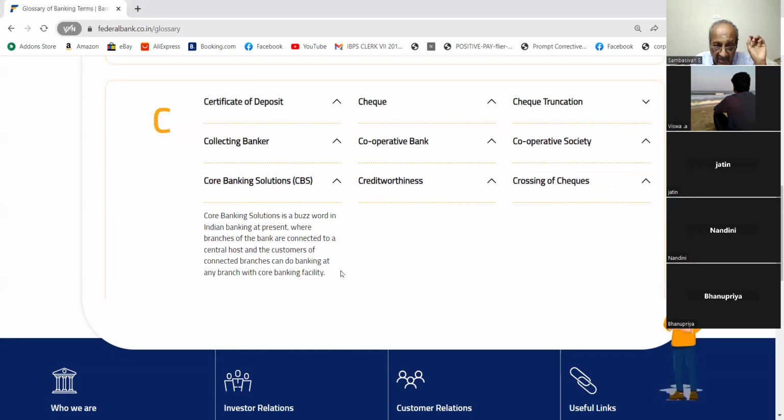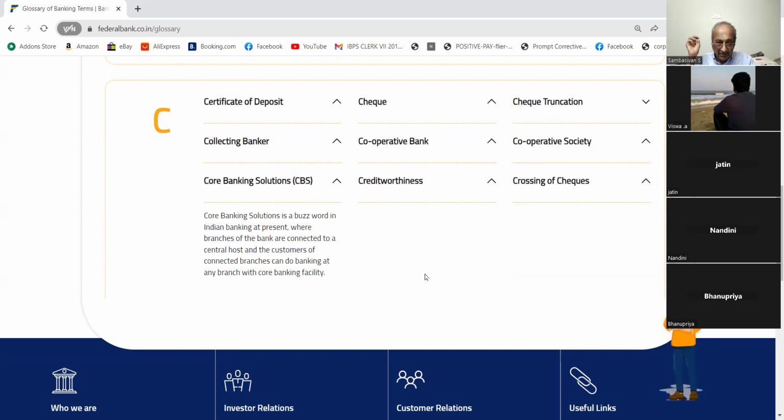Now we will go for this core banking solution. This we have already discussed. Banu Priya, please read this. Sir, I'm using phone. I could not read. It is blurred, sir. Yeah, it's very small for you. What about Viswa? Can you read? Yes, sir. Yeah, please read.